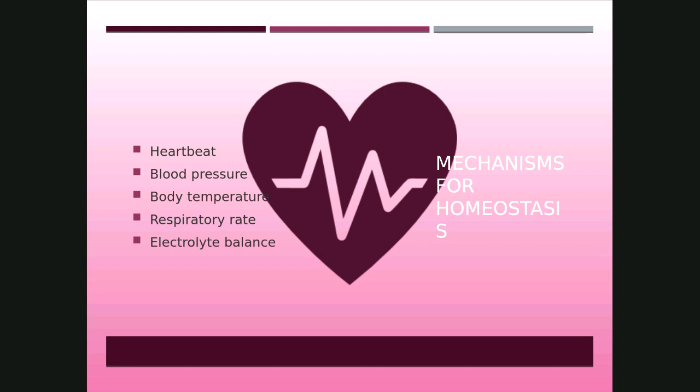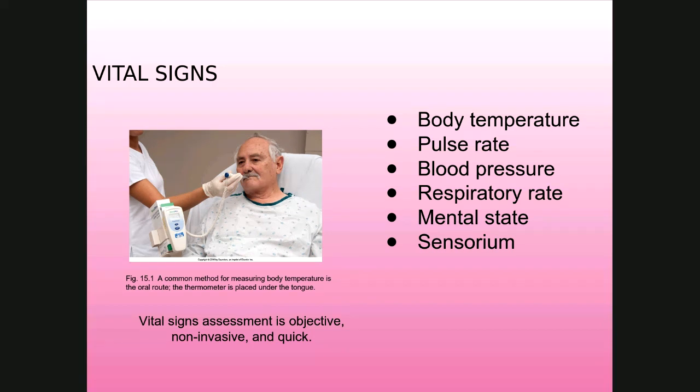So when we talk about the mechanisms for homeostasis, we typically reference the heartbeat, your blood pressure, body temperature, respiratory rate, and your electrolyte balance, which is very important and sometimes overlooked. As far as vital signs, on page 167, they start speaking about the measurement of vital signs. And when we take vital signs, you typically are taking a patient's body temperature, their pulse rate, their blood pressure, respiratory rate, mental state, and sensorium. At least making note of their mental state, how they're interacting with you. Are they mindful and present, aware of the day, the time, the place, where they are?